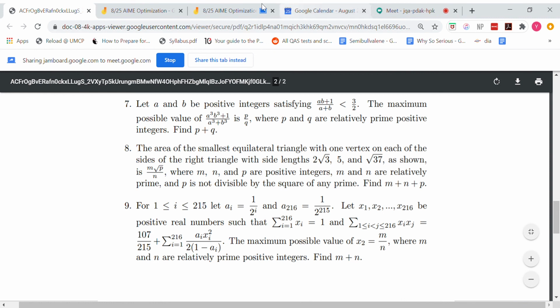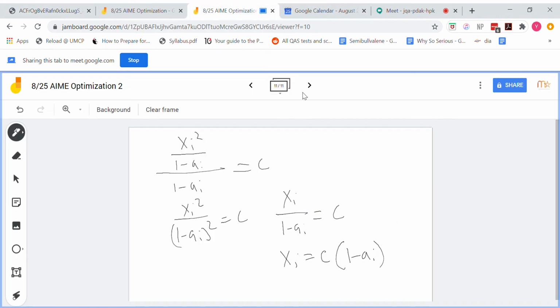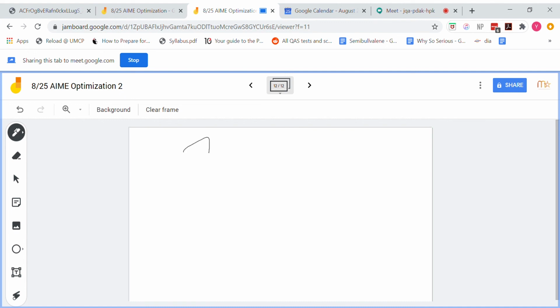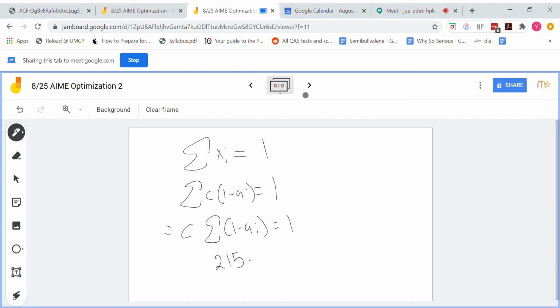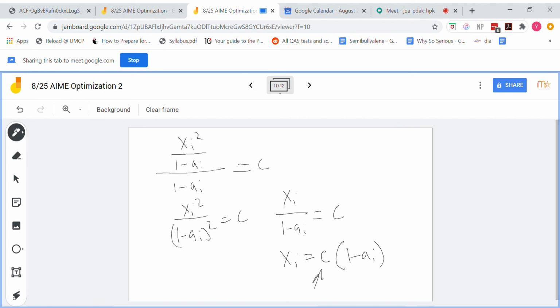Now, there's one thing we have to be careful about, which is that the only free variable left is what this constant is, correct? So this constant could be anything. But we have to keep in mind that the sum of xi is equal to 1. And so the sum of xi is equal to the sum of constant times 1 minus ai. And so this comes out to be the constant times the sum of 1 minus ai. And we already calculated the sum is 215. So we have 215 times the constant equals 1. And so our constant equals 1 over 215. So in fact, there is no free variable. These variables are fixed.